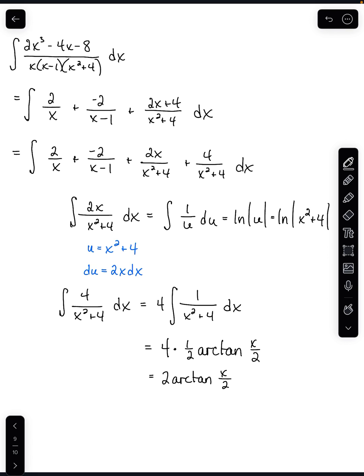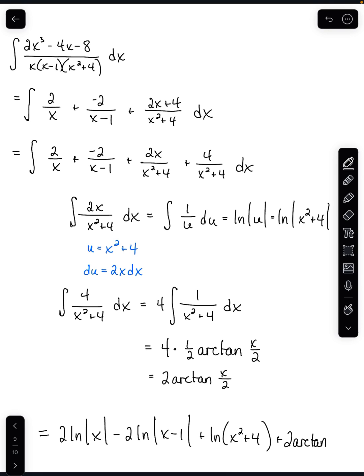Thus, our overall integral is going to be 2 times the natural log of the absolute value of x minus 2 times the natural log of the absolute value of x minus 1 plus the natural logarithm of x squared plus 4 plus 2 times the arctangent of x over 2, and of course, our plus c to round it out.